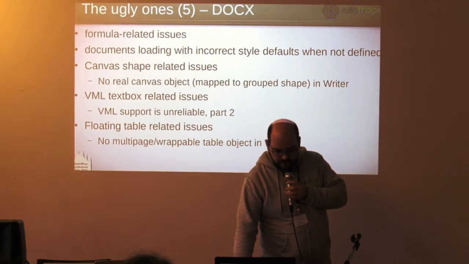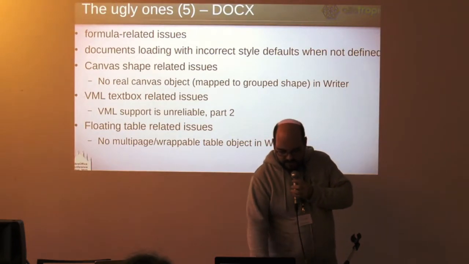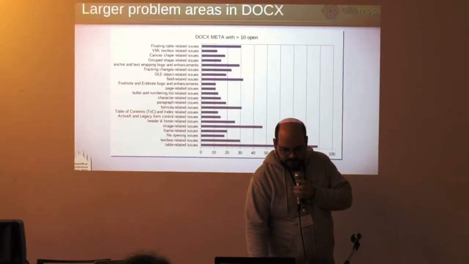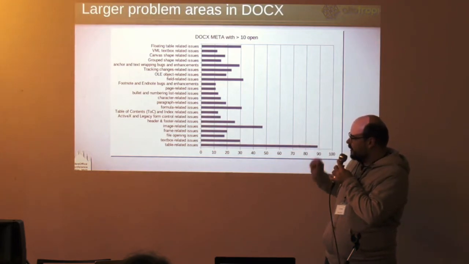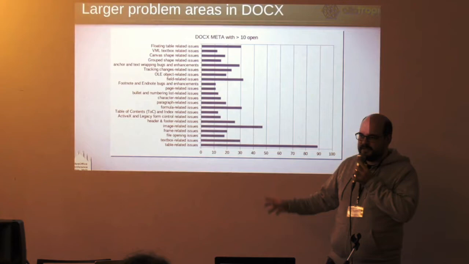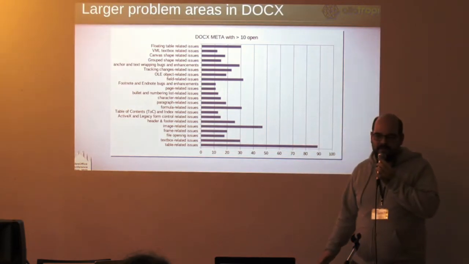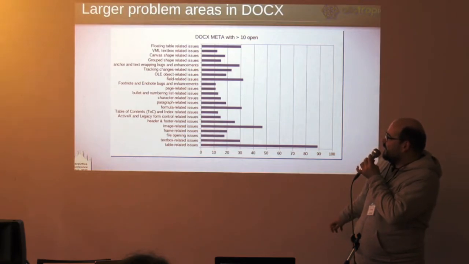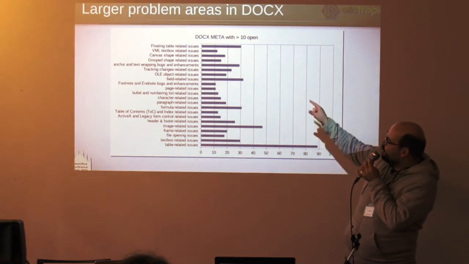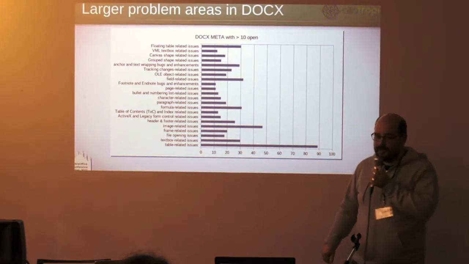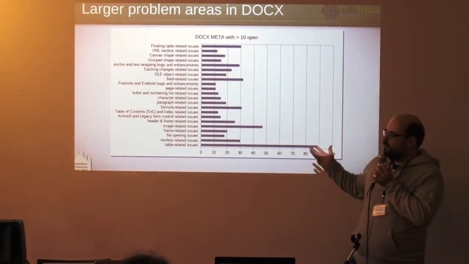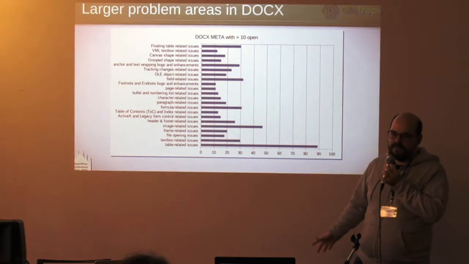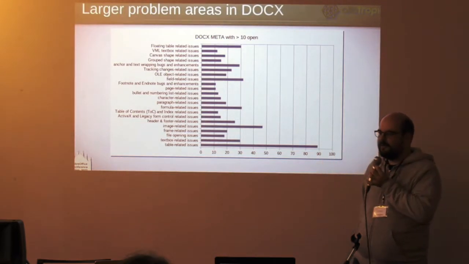And for the last slide of docx, a little bit of chart highlighting what is really a bad situation in all those categories. This is the number of open bugs in the meta bugs. So we can see that the floating table feature alone is at about 30 open bugs. You may not see 30 as a very large number, like 1 billion is a large number, but in terms of bugs, 30 is a large number.